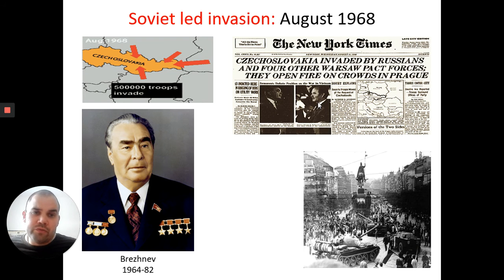So on the 20th of August 1968, Brezhnev decides that enough is enough and that they are going to invade Czechoslovakia to force Dubček's government to reverse these changes which they've been making in the economy and in its political system. Okay, so 500,000 Warsaw Pact soldiers invade Czechoslovakia. Most of the biggest armies came from Poland, East Germany, Hungary, and the Soviet Union.